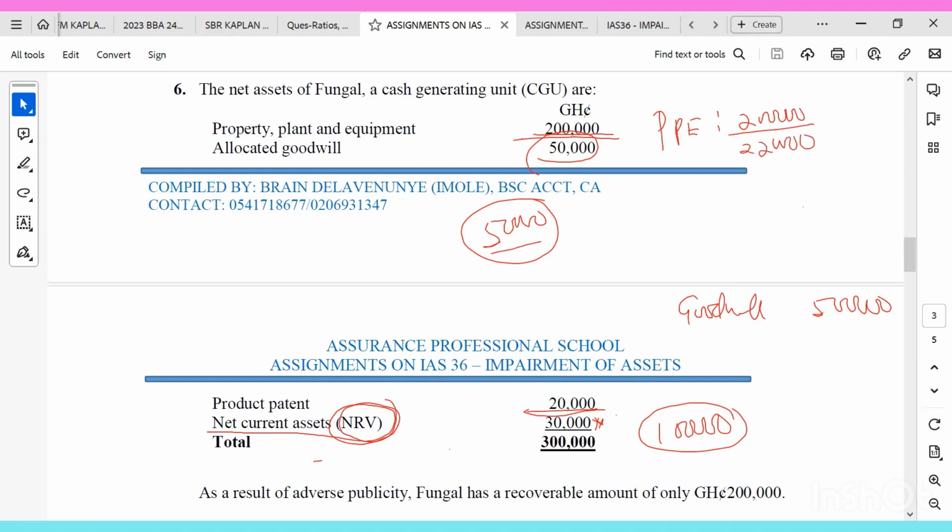So it will be 200 is to what? 20. So that will be 20,000 divided by 220,000 times the 50,000. This will be shared in their proportion. And then the patent will take 20,000 over 220,000 times the 50,000. So after doing that, then you now come and what?